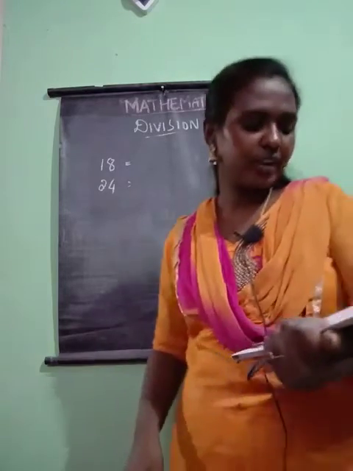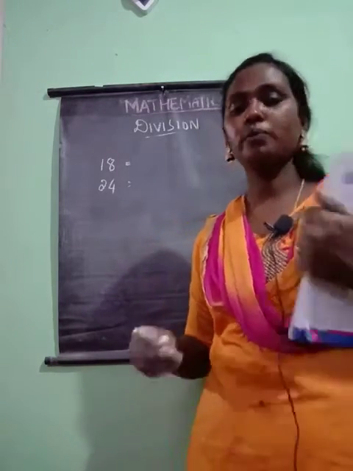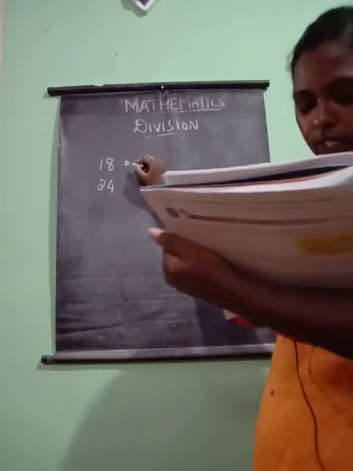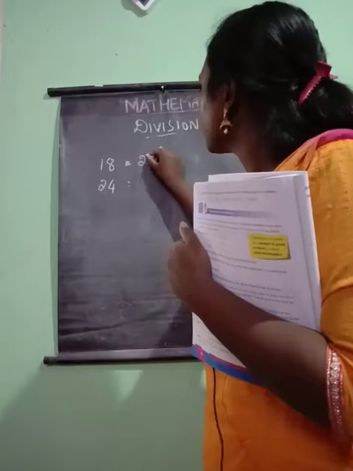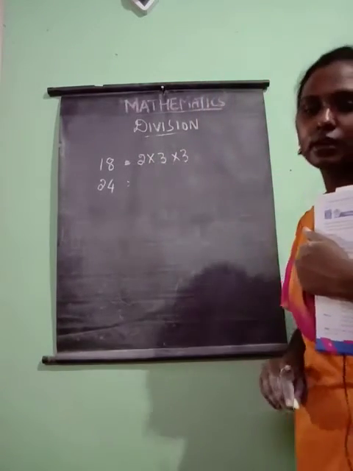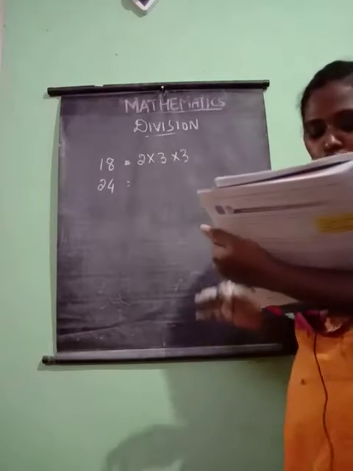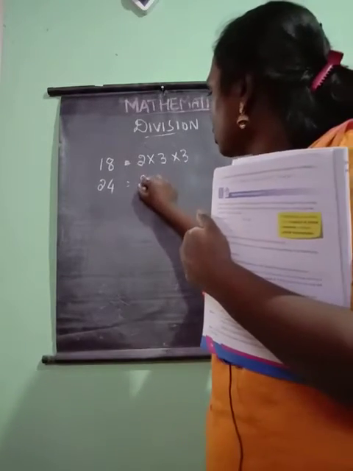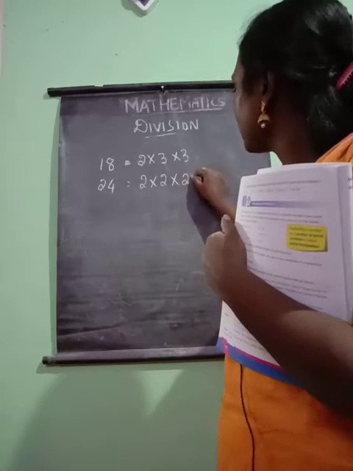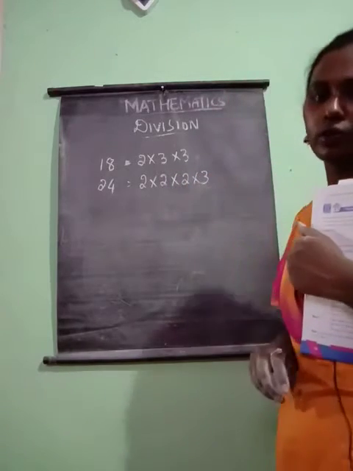Here we have to find out the LCM using prime factorization. For 18, let us start with 2. 2 3s are 6, 6 3s are 18. This is the prime factorization of 18. For 24, 2 2s are 4, 4 2s are 8, 8 3s are 24.